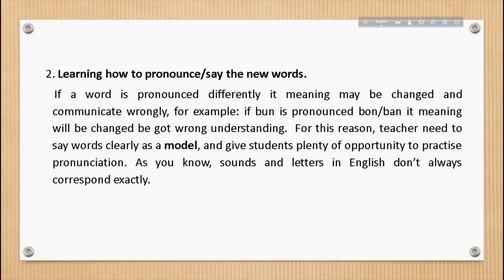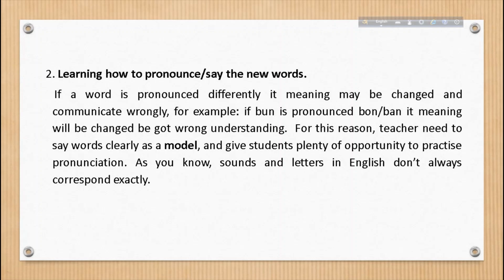The second stage is learning how to pronounce, to say the new words. How will it be pronounced? If a word is pronounced differently, the meaning may change and we communicate wrongly. For example, if ban is pronounced bon or ben, the meaning will be changed and we get a wrong understanding. For this reason, the teacher needs to say it correctly as a model and give students plenty of opportunity to practice pronunciation.